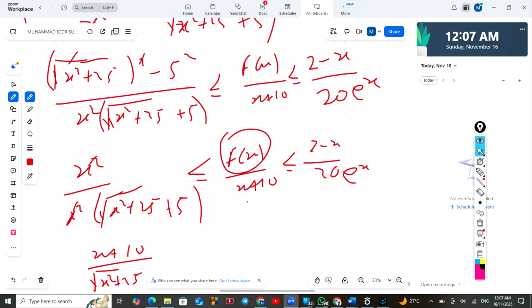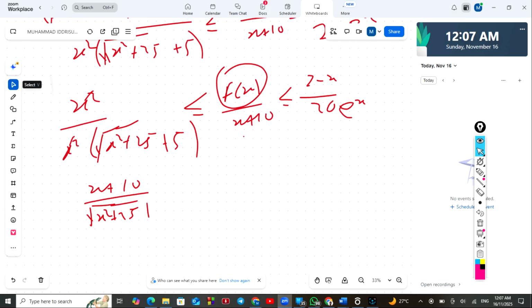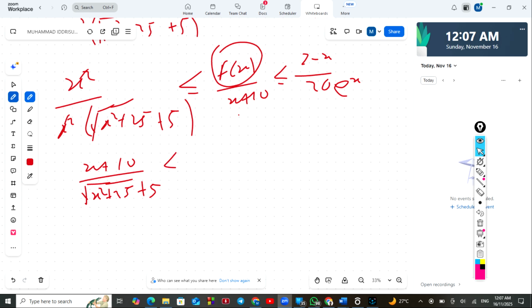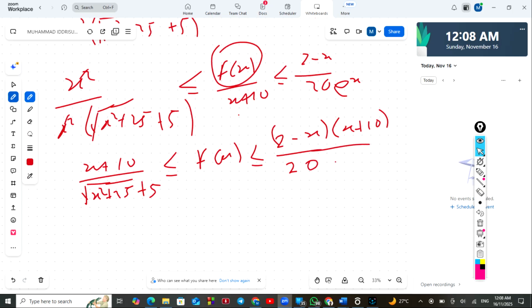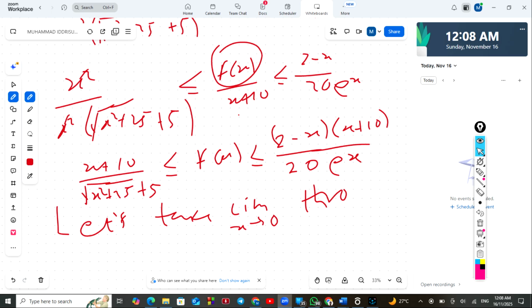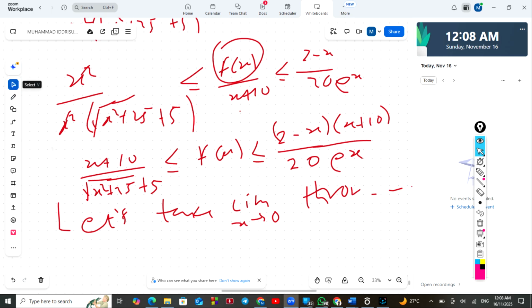So if we multiply through by x plus 10, we have x plus 10 over square root of x squared plus 25 plus 5 is less than or equal to f of x, which is less than or equal to 2 minus x over 20, multiplied by x plus 10 over 20 e to the x power. So now let's take the limit as x approaches 0 throughout. So everything we will take the limit as x approaches 0.